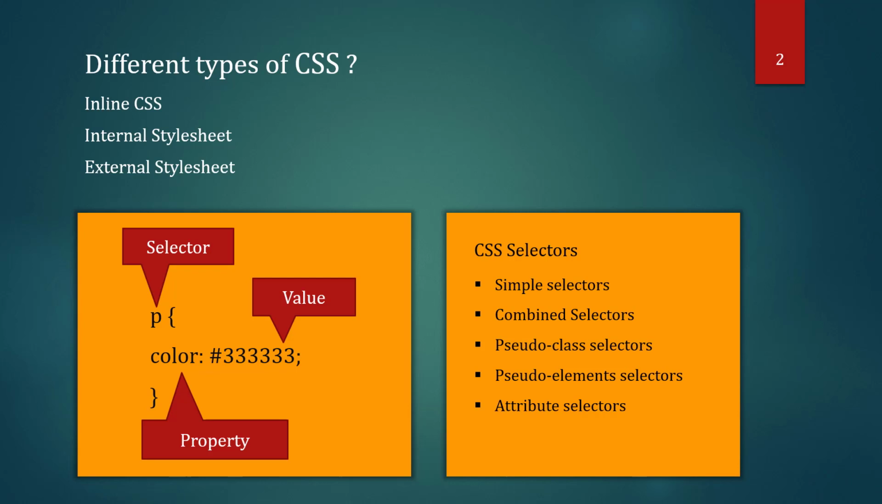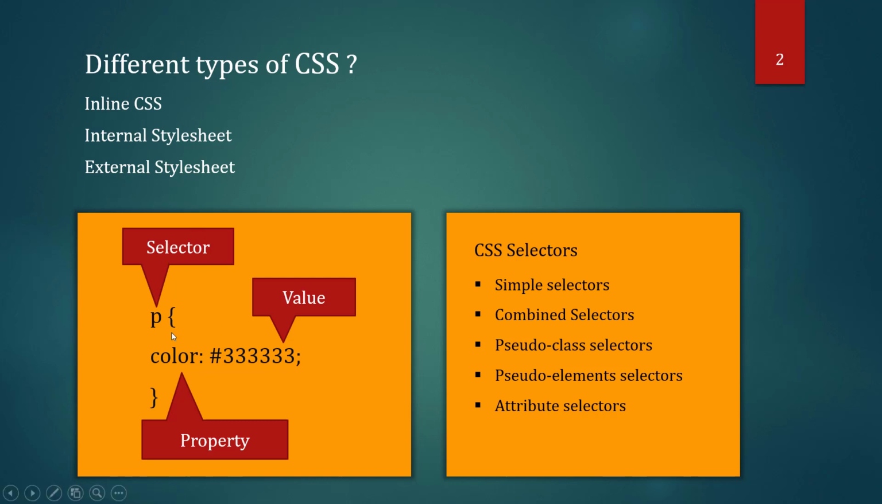The second one is internal style sheet. Internal style sheet is a way of writing CSS in which we write the CSS code in a style tag inside the HTML page in which we want to apply it. And the third one is external style sheet. This is a type in which we write the CSS code in a different CSS file which has the extension .css, and we use it on the HTML page with the class name which we have defined in the CSS code.